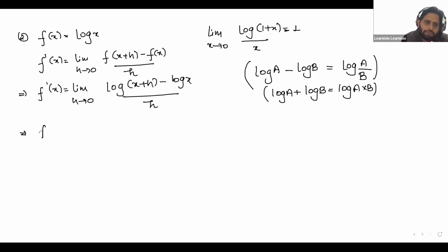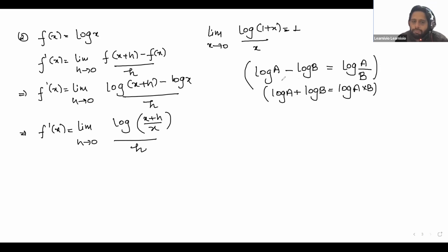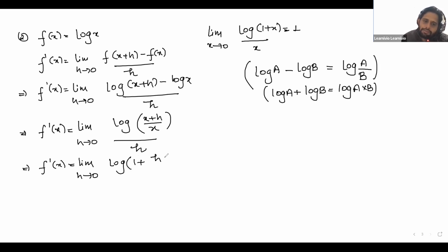Now f dash x is equal to limit h tends to 0, and we will divide these two. So this will give you x plus h by x, by h. By using this property, since these two are in subtraction, this will give you log a by b. So we get this one. Now this is equal to limit h tends to 0, log(1 + h by x).